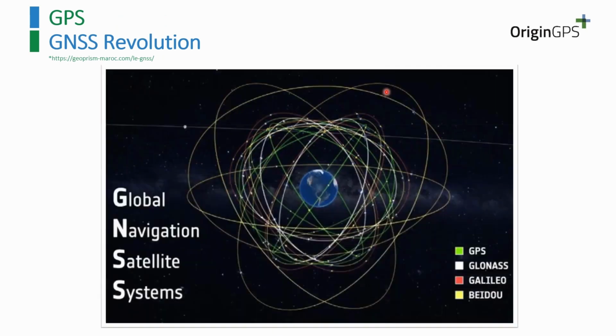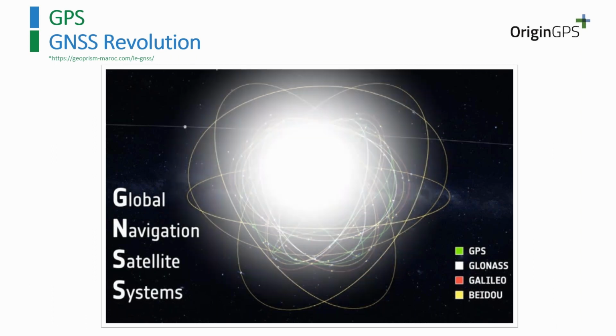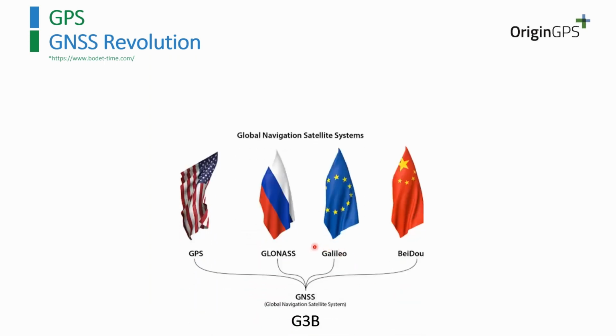So let's move to the GNSS revolution. Basically, we have more satellites around our Earth. We have GPS, GLONASS, Galileo, BeiDou. This is the beginning of the GNSS revolution. If we look at another picture, we can understand that every country has its own technology of implementation, meaning that all of them want to make the same concept as GPS, but it can be a different implementation.